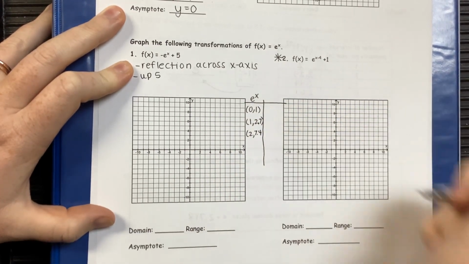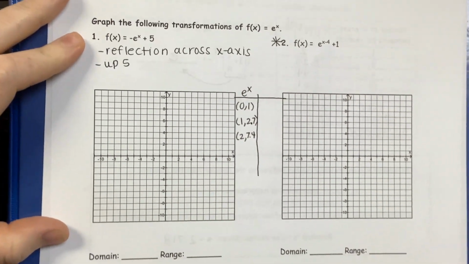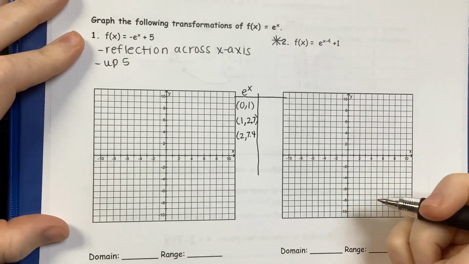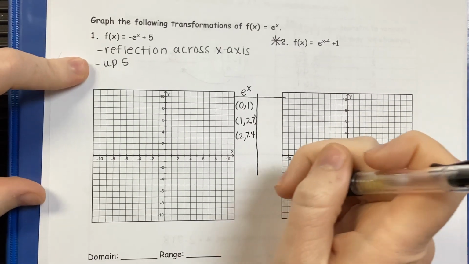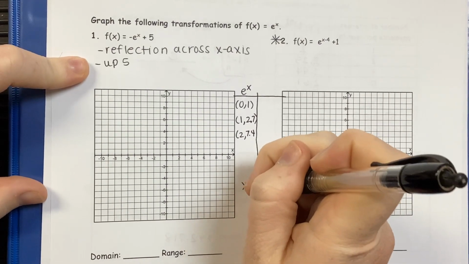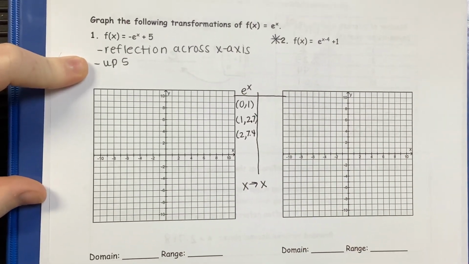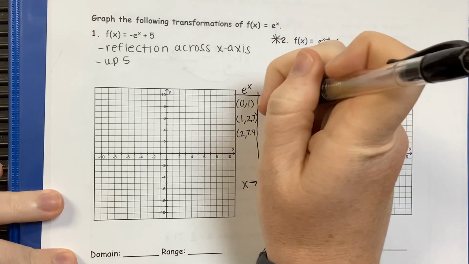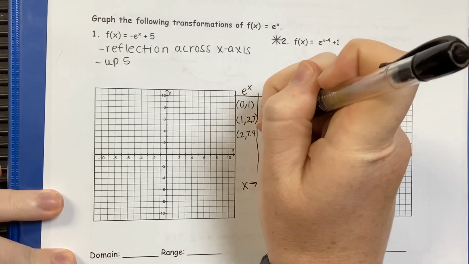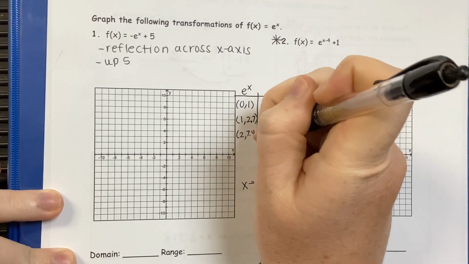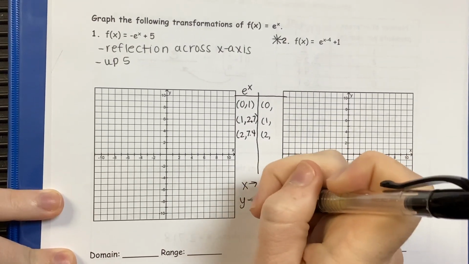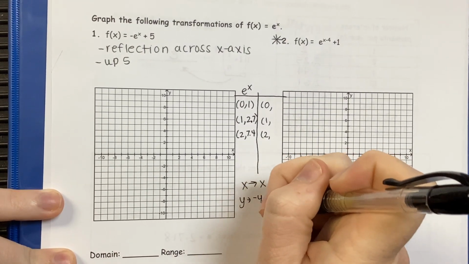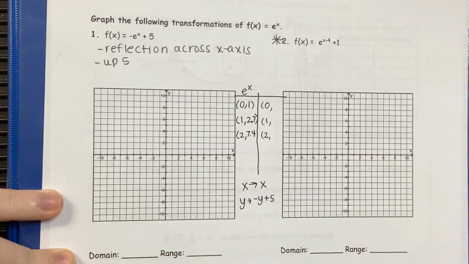All right, so that's your parent function. And then you have to think about what your rule is to transform. Well, reflection across the x and up 5, that means your x value is just going to stay your x value. None of those affect your x. So your x's are going to stay 0, 1, and 2. Your y values, reflection is going to cause your y to be negative, and then we're going to add 5.